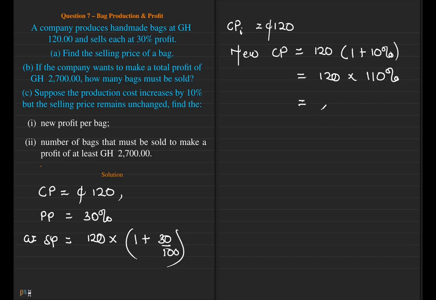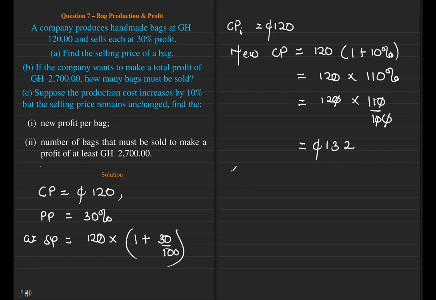If we evaluate that, we are going to get 110% times 120, which when we cancel our trailing zeros, we have 12 times 11. And 12 times 11 gives us 132. So what we have here is the new cost price.